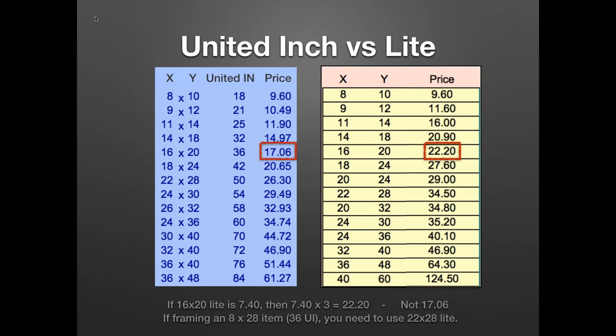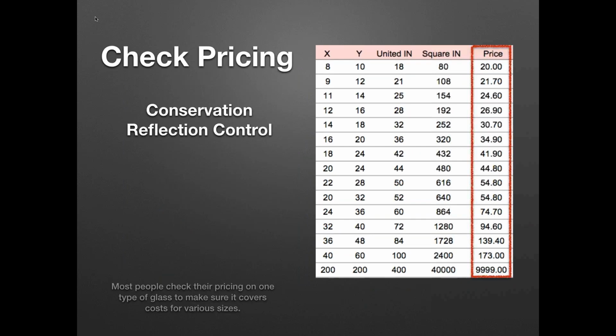However, if you were pricing out a piece of glass that was 8 by 28 for one of those long rectangular pieces, that too is 36 United Inches. And so if you price by the United Inch, the retail price that's going to come up is $17.06 instead of going down to the size for the light size of 22 by 28. So that's another reason why you want to price by light size, not by United Inch. And it's even worse if you're pricing by square inch. So definitely you want to do light size.